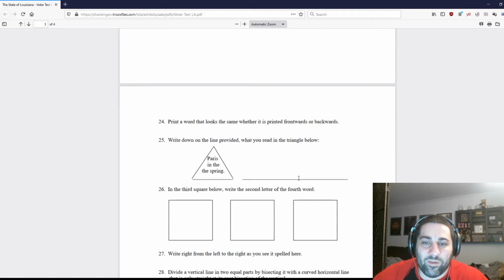Write down the line, what you read in the triangle below. Paris in the spring. Write down the line, what you read in the triangle below. Paris in the spring. How else am I supposed to read that? Yeah, that's what it says. Oh no. Am I too dumb to vote?